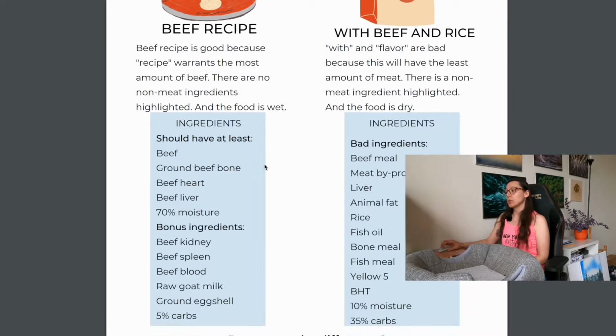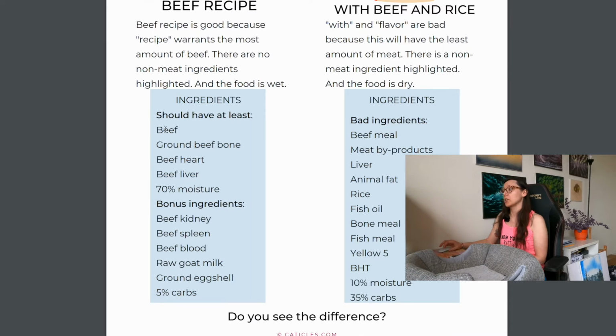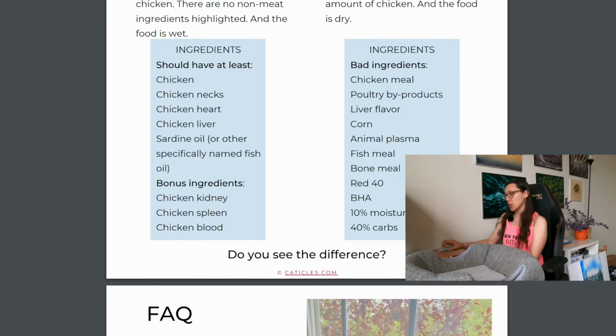Then when you look at the ingredients, the good version should have at least beef, ground beef bone, beef heart, beef liver, 70% moisture. Those are super specific. Ground beef bone instead of just saying bone meal. Beef liver instead of just saying liver or meat byproducts. 70% moisture instead of 10% moisture. Some bonus ingredients are other secreting organs like kidneys, spleen, and then the blood. Maybe you'll see raw goat milk or ground eggshell, and of course, very low percent carbs on a dry matter basis.